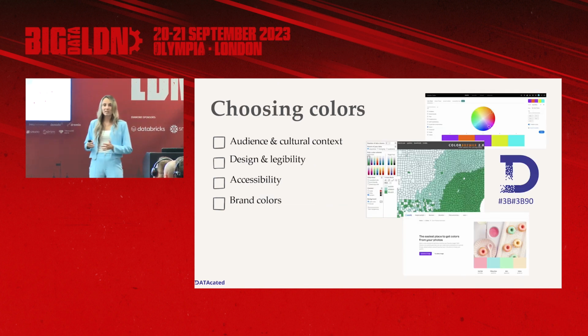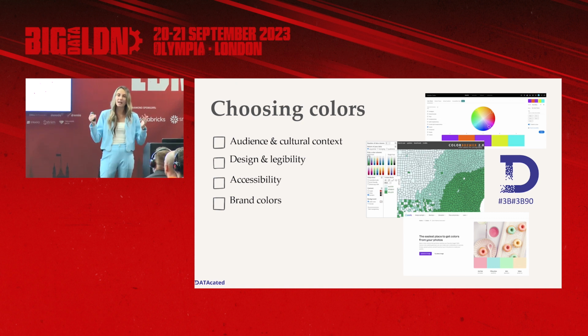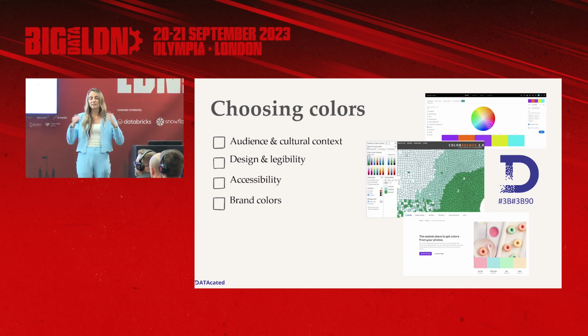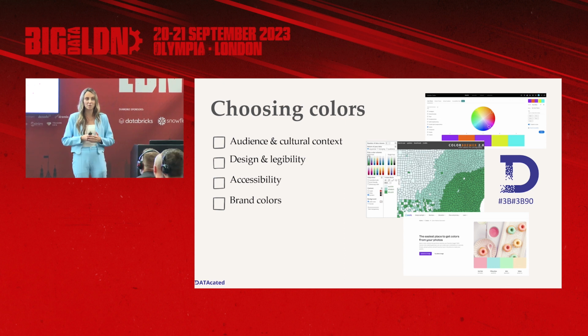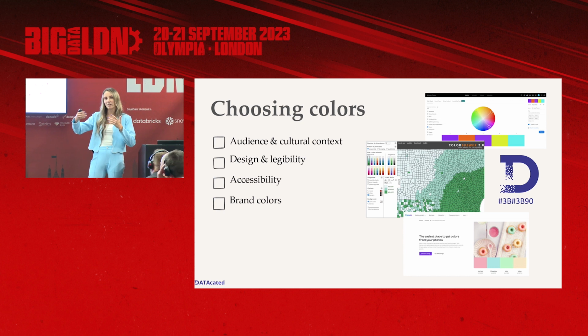All right, when we're choosing colors, there are lots of things to consider. We don't have that much time, so I'm condensing things that you'll find in the book. Parts of what you need to consider are the audience and cultural context, which we've covered, just making sure you know your audience. Then design and legibility. Not only does color help you tell a story, it can also help your visualization look good. There are some aesthetics to be mindful of so you're not just throwing a rainbow at your graphics.